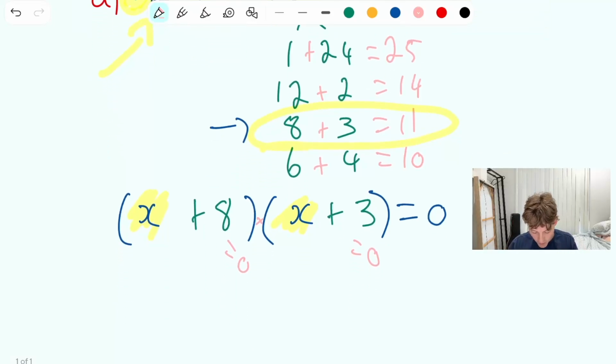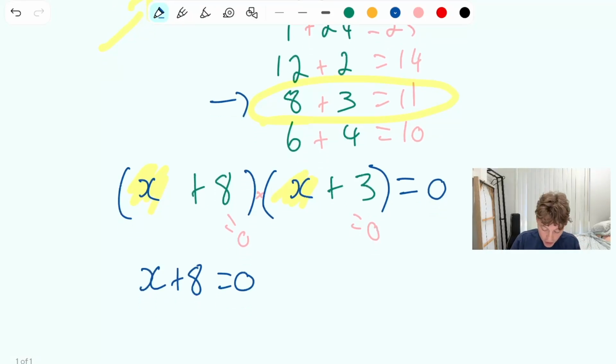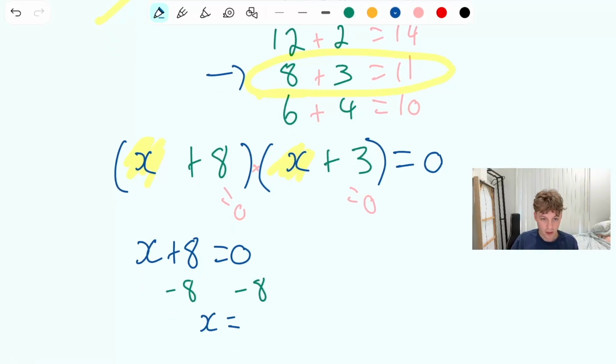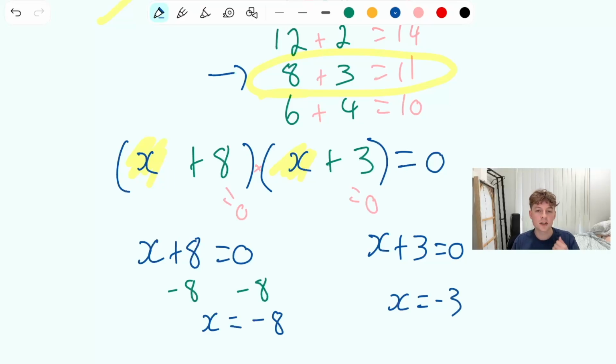So if I solve my first bracket equal to 0, I get x plus 8 all equal to 0. I'm now just simply going to rearrange a very small linear equation. I'm going to do the opposite of adding 8. That means I subtract 8 from each side, and I get an answer of x is equal to negative 8. Same thing to the other side. I get x plus 3, or the other bracket, I guess I should say. Again, that all is equal to 0, and I'm going to subtract 3 from each side, and I get x equals negative 3. And I've now solved my quadratic.